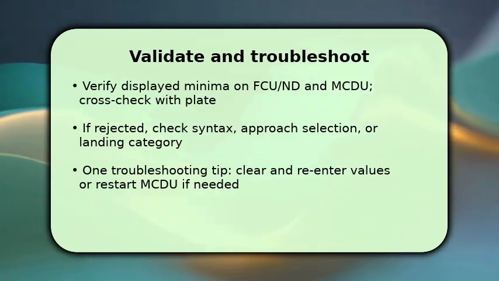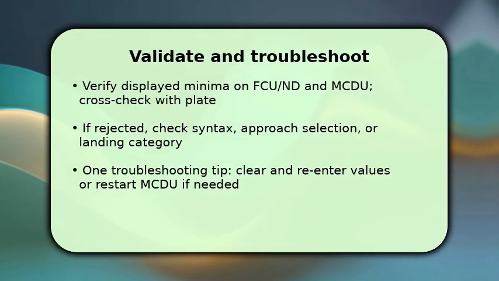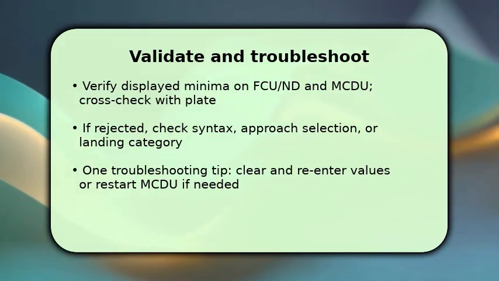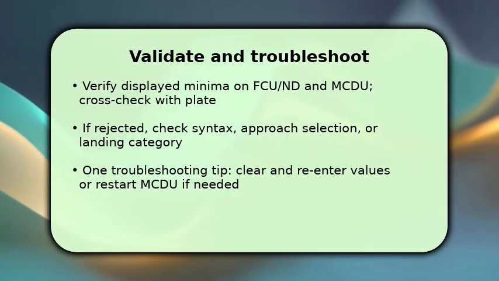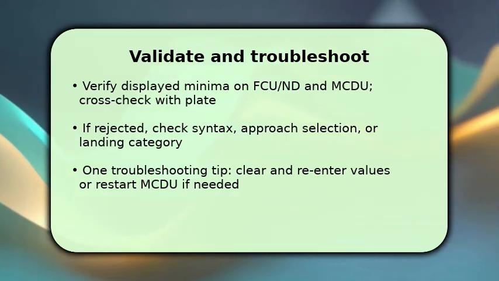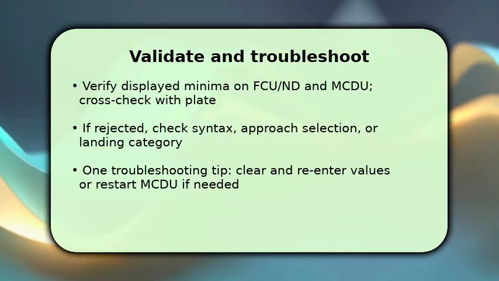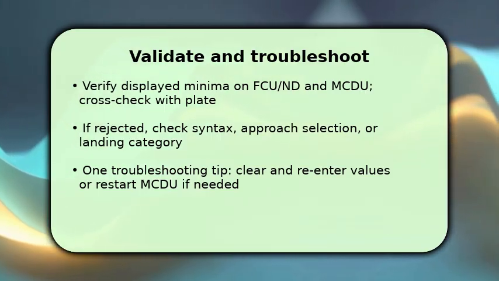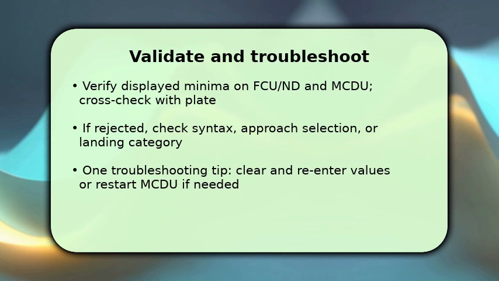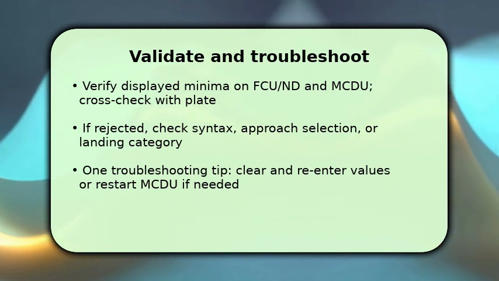reflects the selected minima. If the system rejects entries, check for common issues: wrong approach or runway selected, incorrect DH units, or mismatched landing category. If problems persist, clear the minima fields and re-enter them carefully. As a last resort, soft restart the MCDU to remove temporary faults. Make sure to brief the crew on any deviations from standard minima before approach.